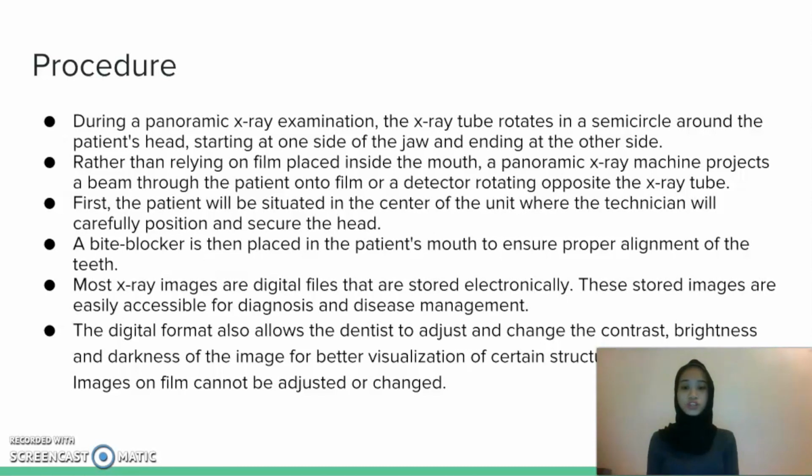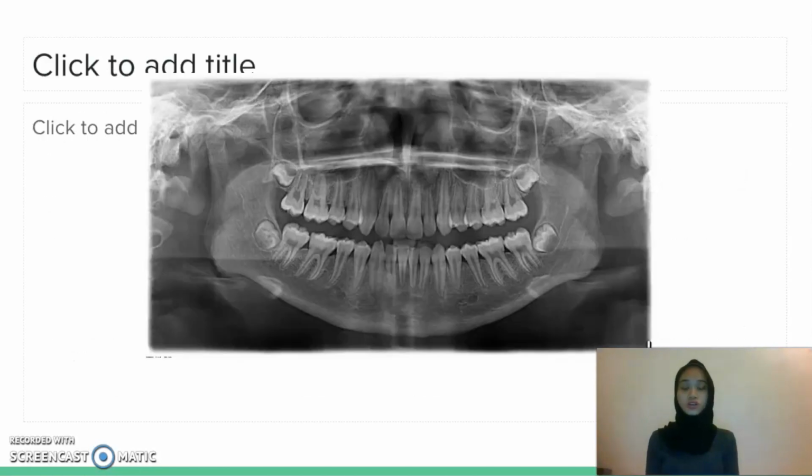Most X-ray images are digital files that are stored electronically. These stored images are easily accessible for diagnosis and disease management. The digital format also allows the dentist to adjust and change the contrast, brightness, and darkness of the image for better visualization of certain structures and tissues. Images on film cannot be adjusted or changed. So here's an example of an OPG taken. As you can see, there is a wisdom tooth present, which hasn't erupted.